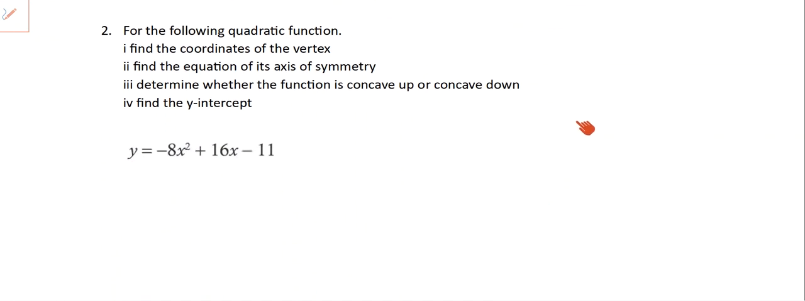Question 2. Find the coordinates of the vertex, find the equation of the axis of symmetry, determine whether it's concave up, concave down, find the y-intercept. All of those answers could have been found by just chucking it into your calculator and graphing it. Okay?